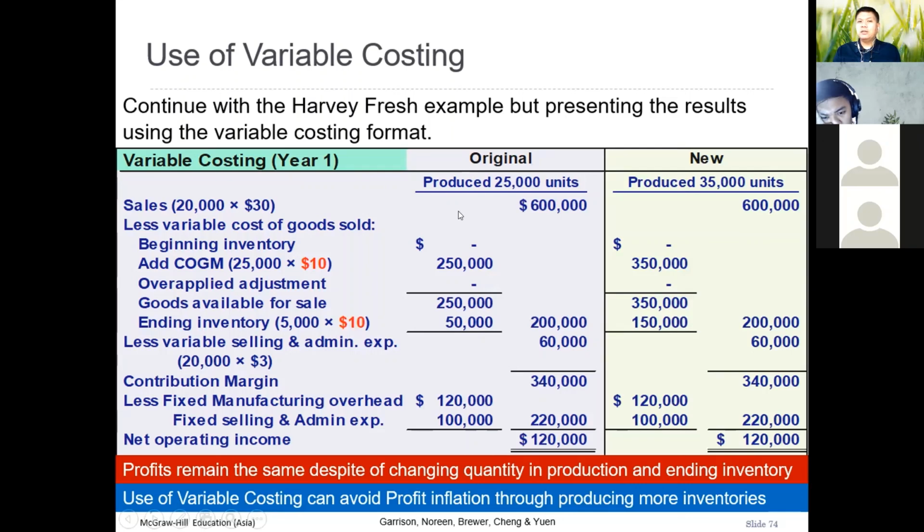And according to this, if you are using the variable costing, whether you produce 25,000 or you produce 35,000, net operating income will be the same. That's 120,000. Di ba? As compared to kanina, if you're using absorption, kahit hindi gumagalaw yung sales, the mere difference in your units produced, nagkakaroon siya ng difference sa net operating income. So use of variable costing can avoid the inflation of profit by producing more inventories.